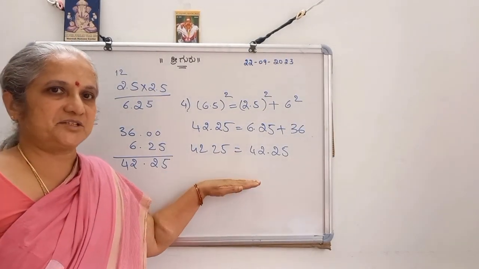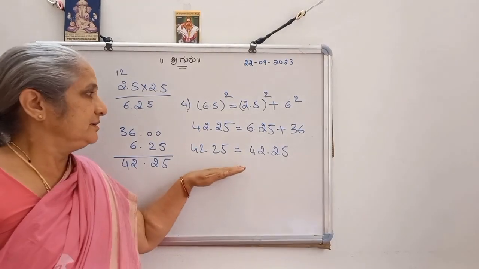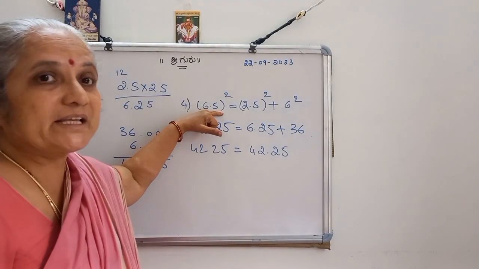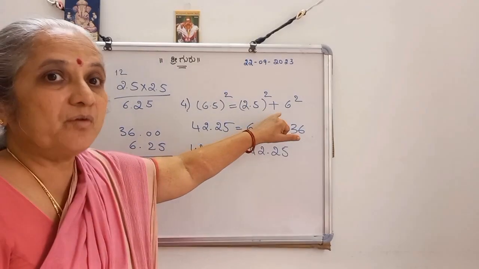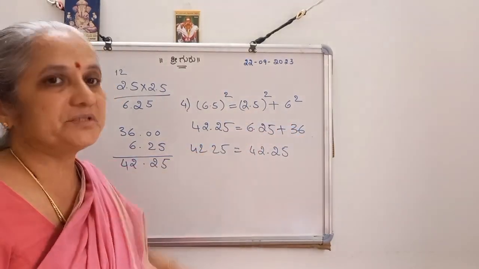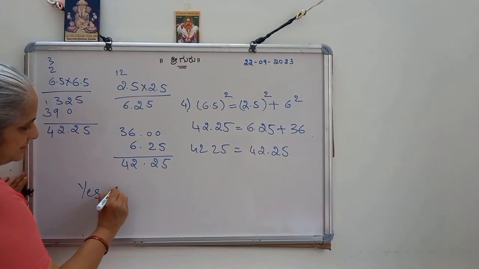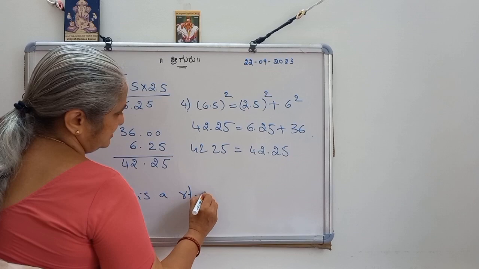Yes, this triangle is a right angle triangle because the square of the longest side is equal to the sum of the squares of the other two sides. Yes, it is a right triangle.